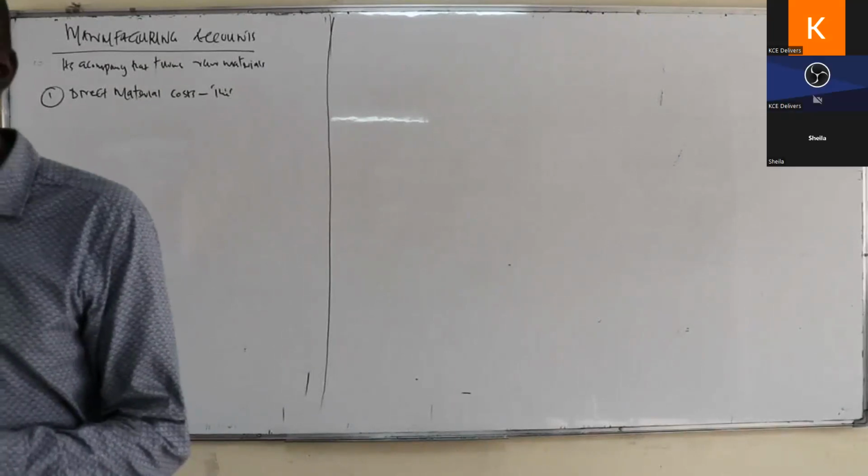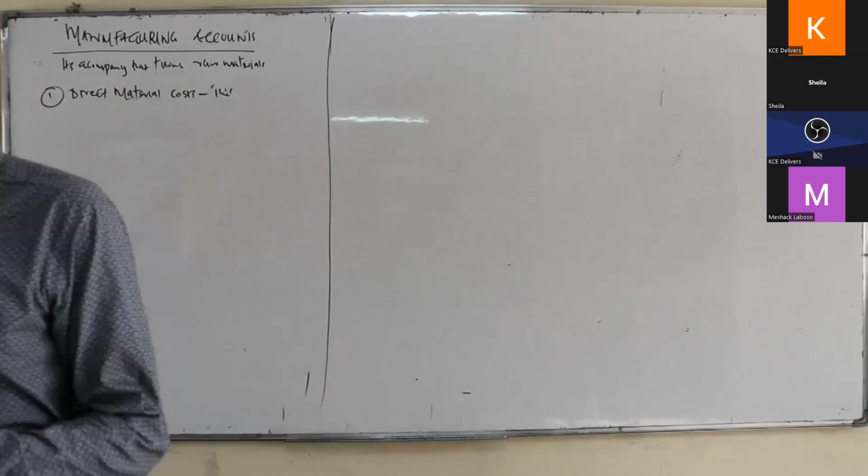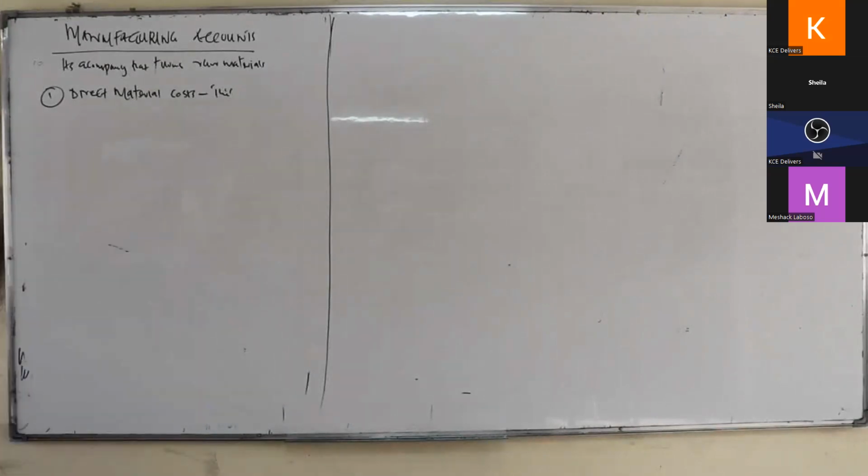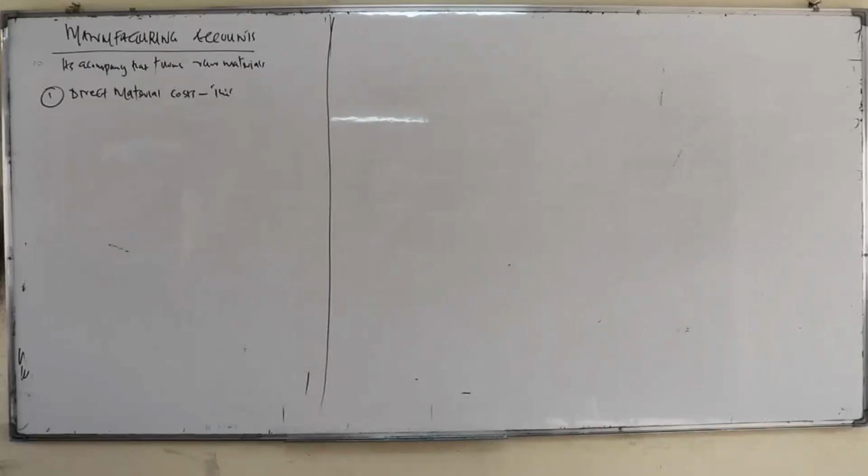That is, materials that can be identified in the final product. So the first cost here we're talking about is material cost.